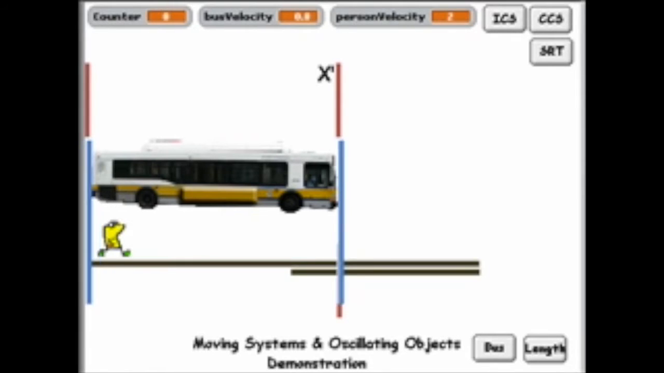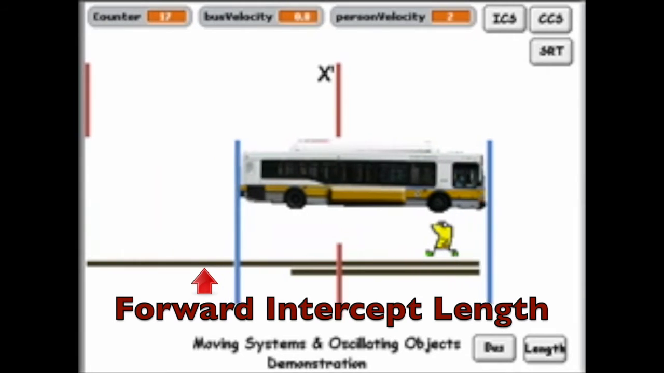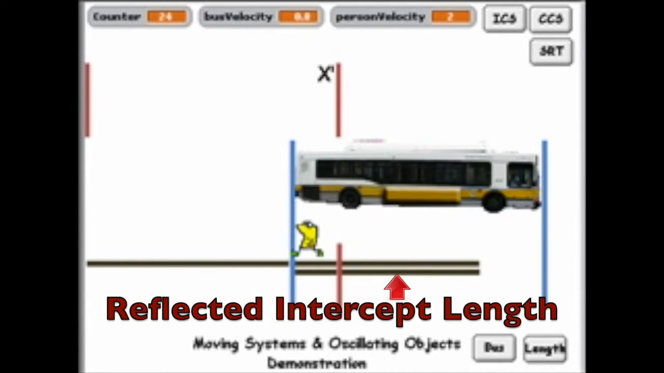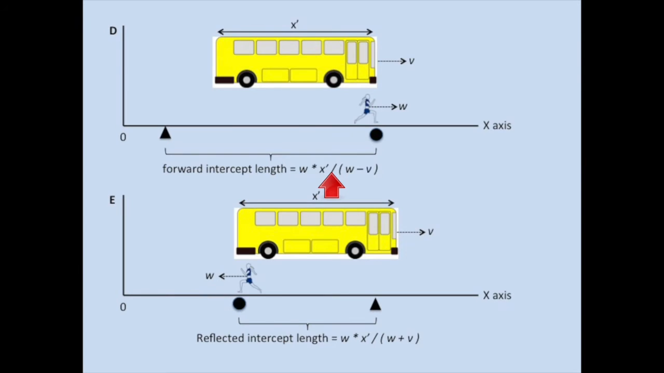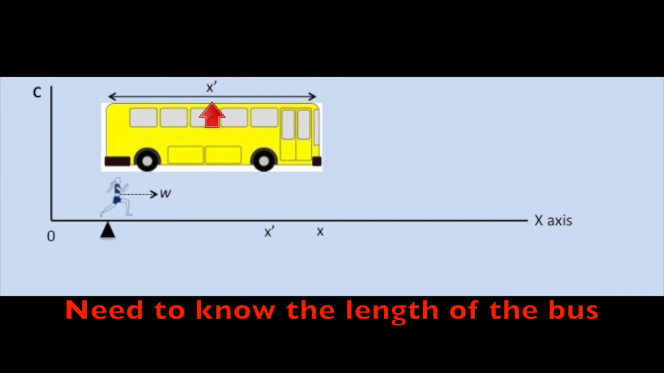Things get very interesting when we place both the bus and the man in motion at the same time. Mathematically, if the length of the bus is x prime, then we can find the forward and reflected segment times, and we can multiply these segment times by w to find the corresponding segment lengths. With these equations in hand, we can use them to answer questions about the distance the man walks. Well, almost. There's only one problem. We don't know the length of the bus. But don't worry, we know how to find it.